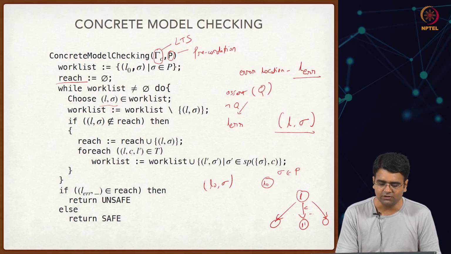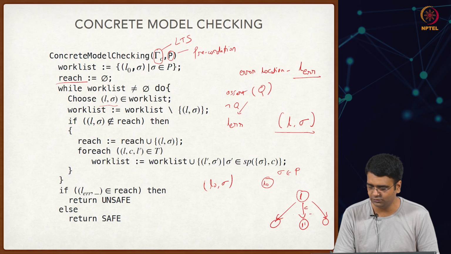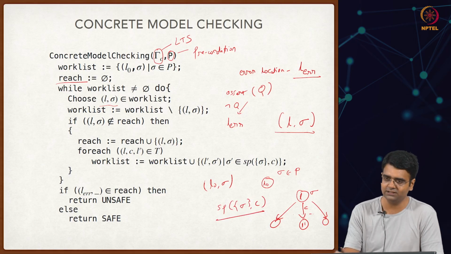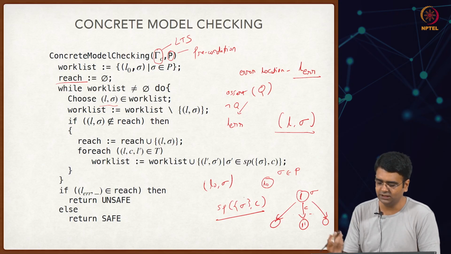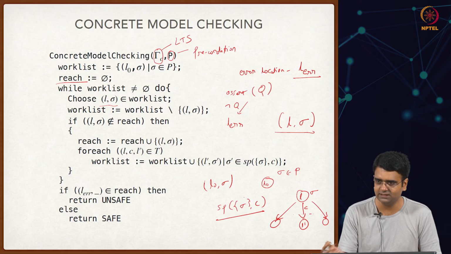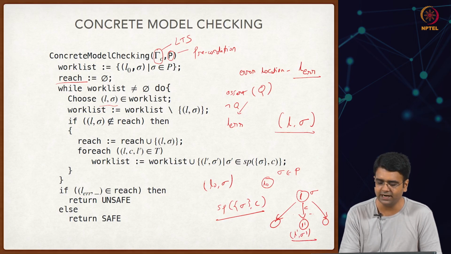So I modify the work list by adding new pairs of the form L prime comma sigma prime, where sigma prime is obtained by executing C on sigma. I know that sigma is reachable at L, so I execute C on sigma using the strongest post condition, SP sigma comma C. This SP sigma comma C will give the set of all states that are obtained after executing C on the state sigma. Since IMP is non-deterministic, there may be multiple such states, so that is why it is a set. And now at the program location L prime, all those L prime comma sigma prime are reachable, so they are all added into the work list.